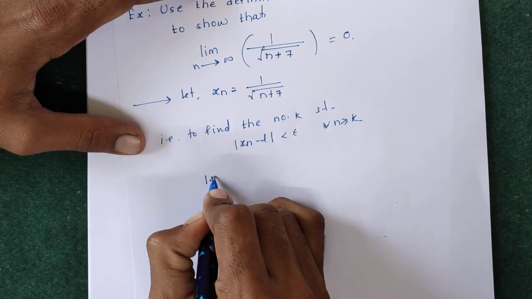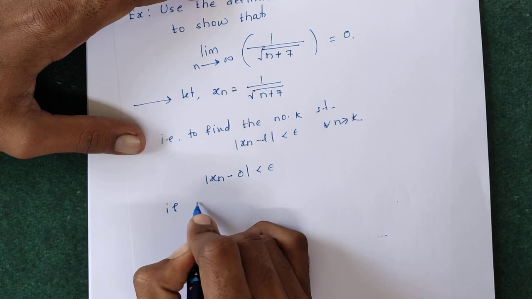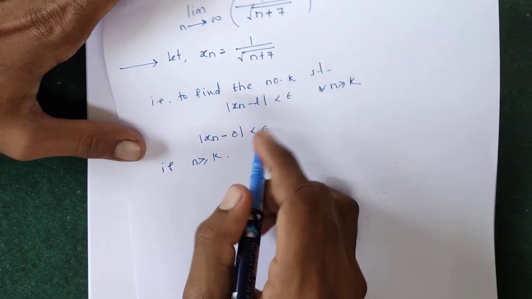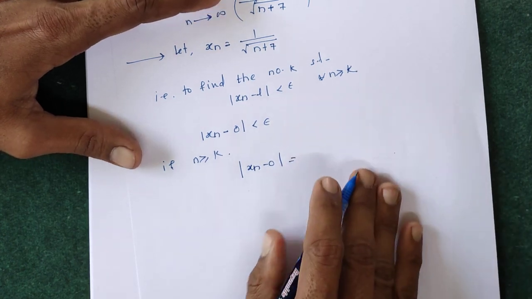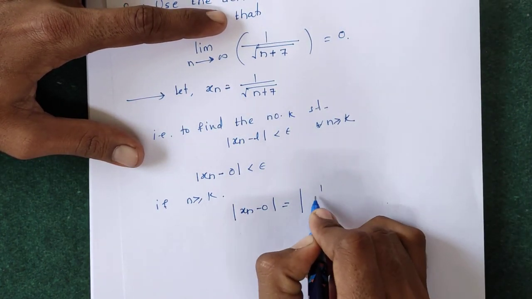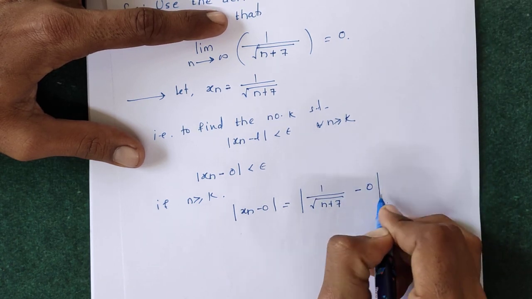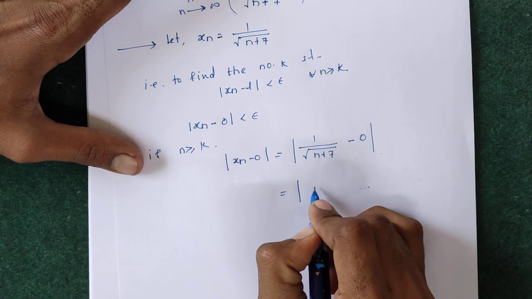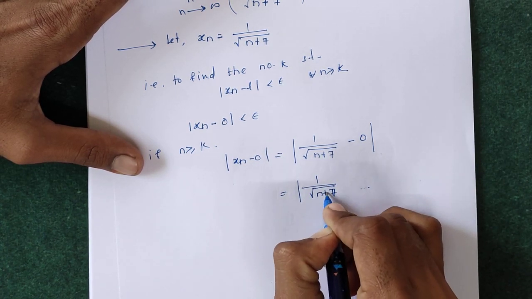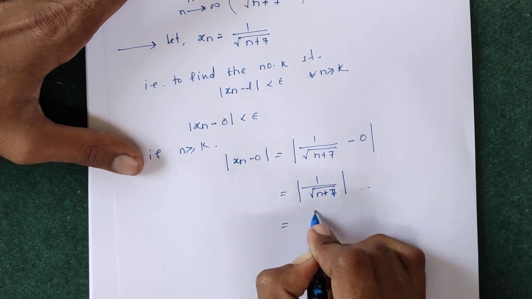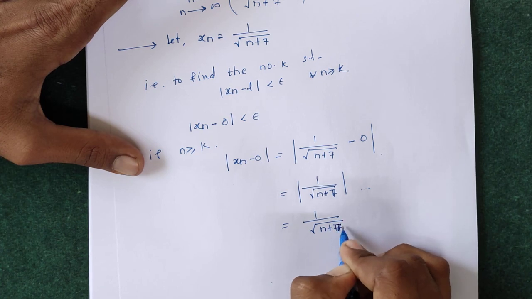Now we will consider mod of xn minus the limit, which is 0, being less than epsilon. If n is greater than or equal to k, then we can write mod of xn minus 0 is less than epsilon. The value of xn is 1 upon square root of n plus 7, minus 0. So we get mod of 1 upon square root of n plus 7, and we can write this directly as 1 upon square root of n plus 7. If it were negative, then the modulus of the minus sign is plus.